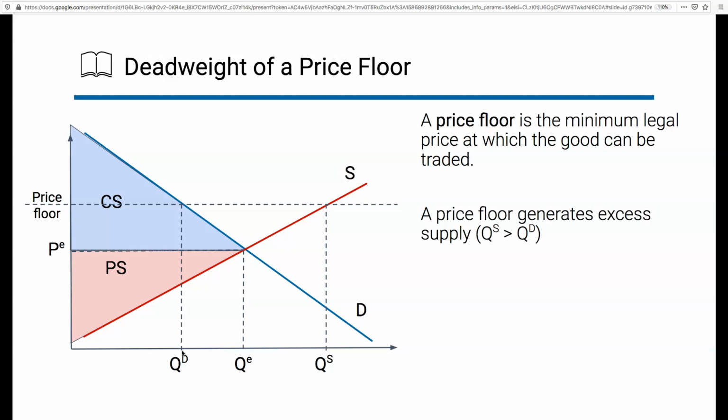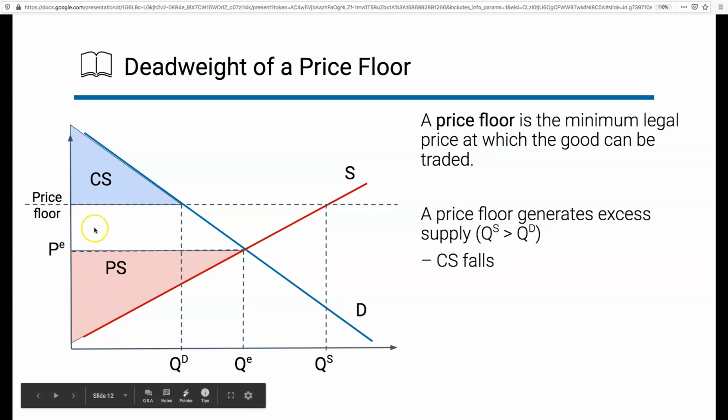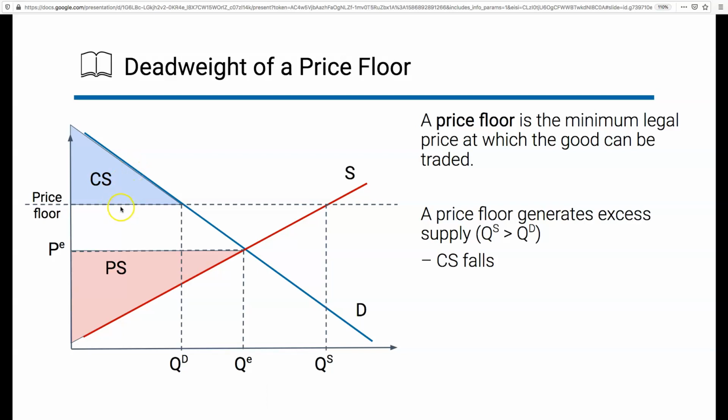First of all, from the perspective of consumers, we can definitely say that consumers suffer from a price floor. For them, the price definitely increases, and there is no benefit in paying higher prices. So consumer surplus definitely falls. We recall that by definition, consumer surplus is the area between the demand curve and the price level. So if the price level rises, that area shrinks and consumer surplus falls.